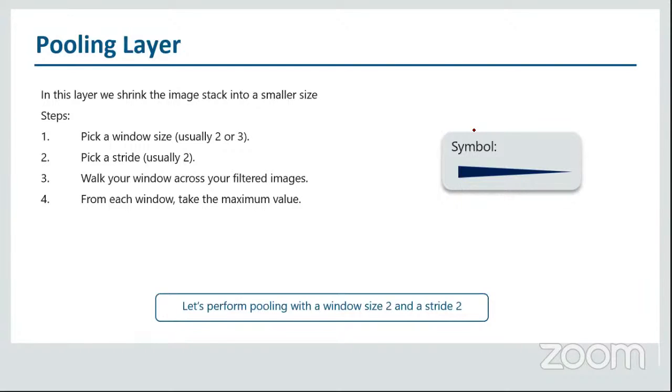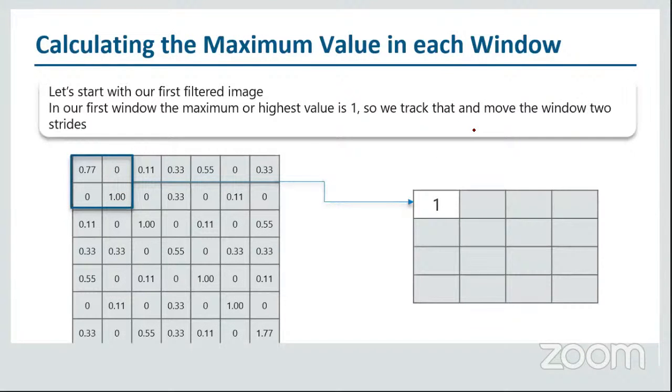This is a 2 cross 2 window. In our first window, the leftmost top corner, the highest value is 1, so we track that and move the window by 2 strides. Whatever is the highest, we take. So we dimensionally reduce the whole thing into a smaller thing. We made a 9 cross 9 into a 4 cross 4, and we generated the value 1.